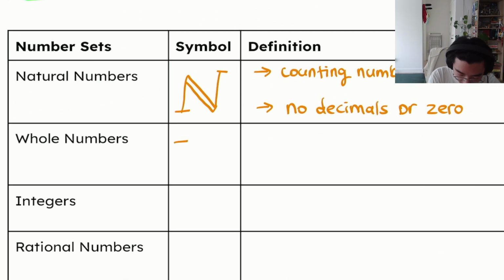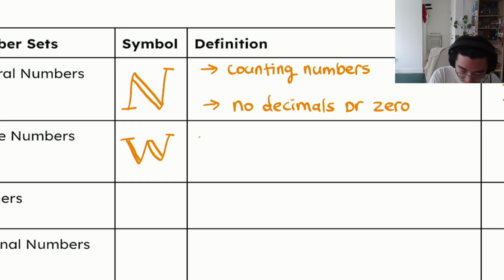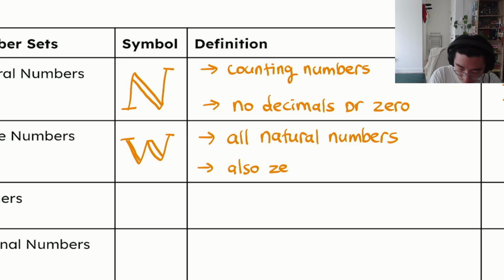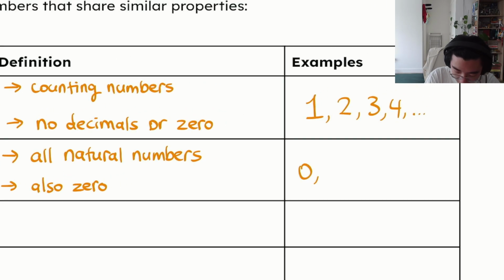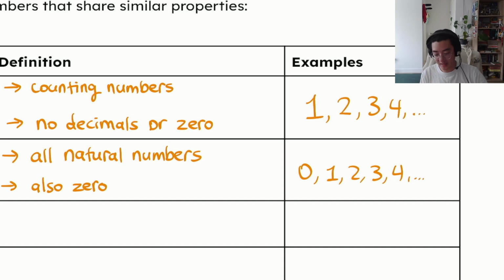Next, we have whole numbers. We denote this with a W. Whole numbers include all the natural numbers, but they also include 0 as well. Think of it as all the positive numbers that have no decimals. We start at 0, and then 1, 2, 3, 4, and so on and so forth. In both cases, they go to infinity, or more specifically, positive infinity.